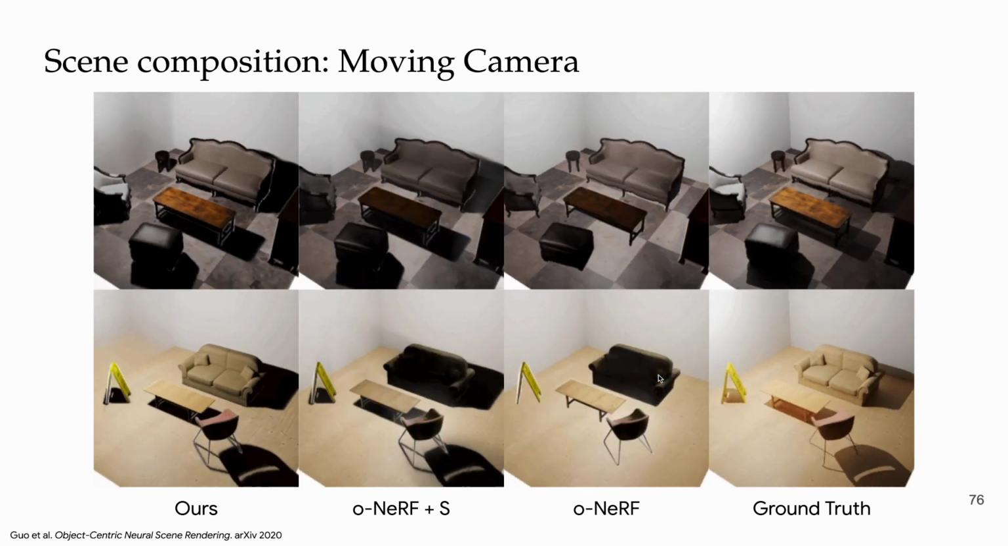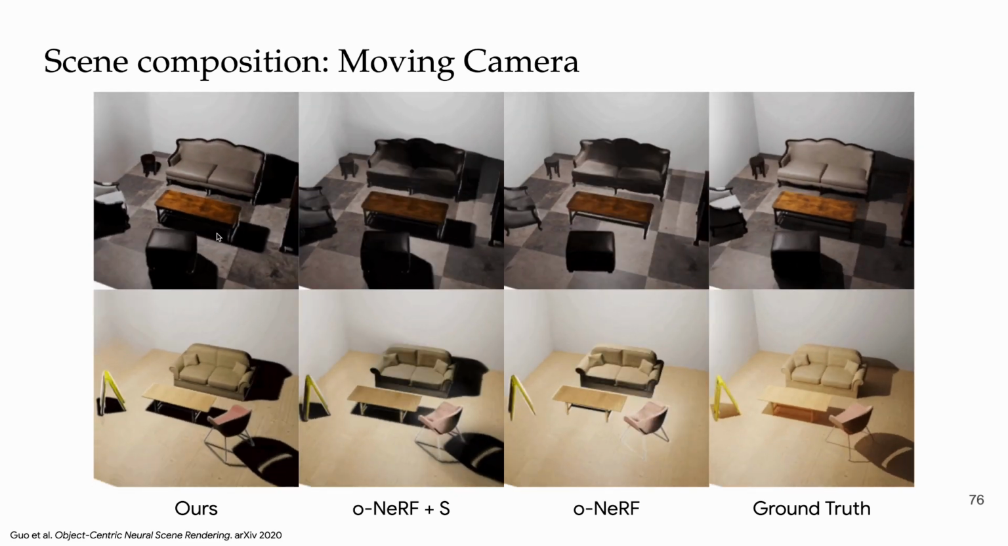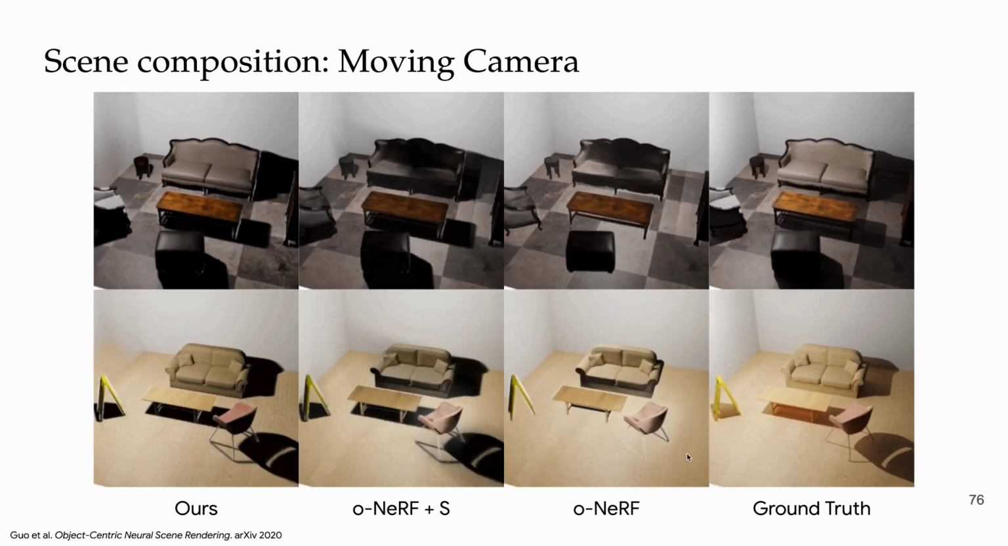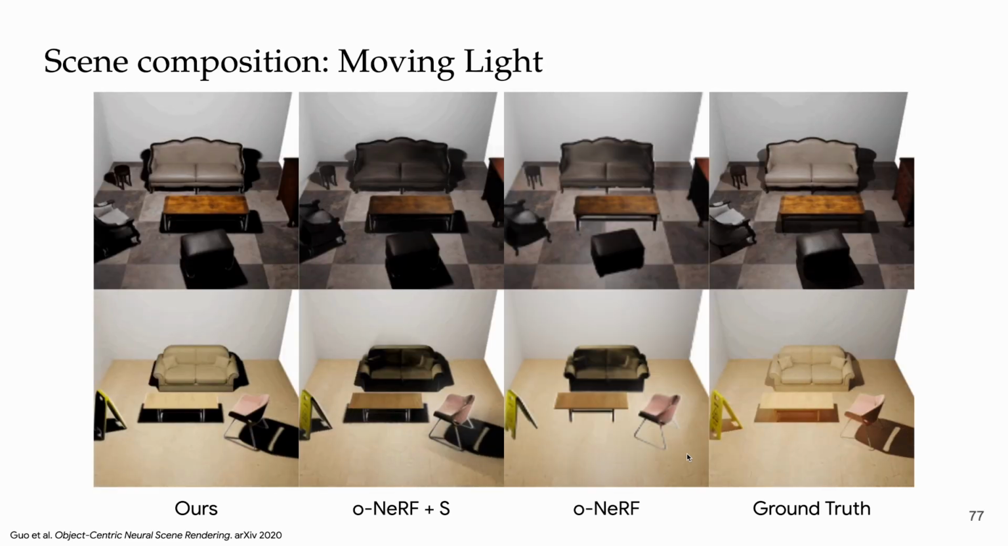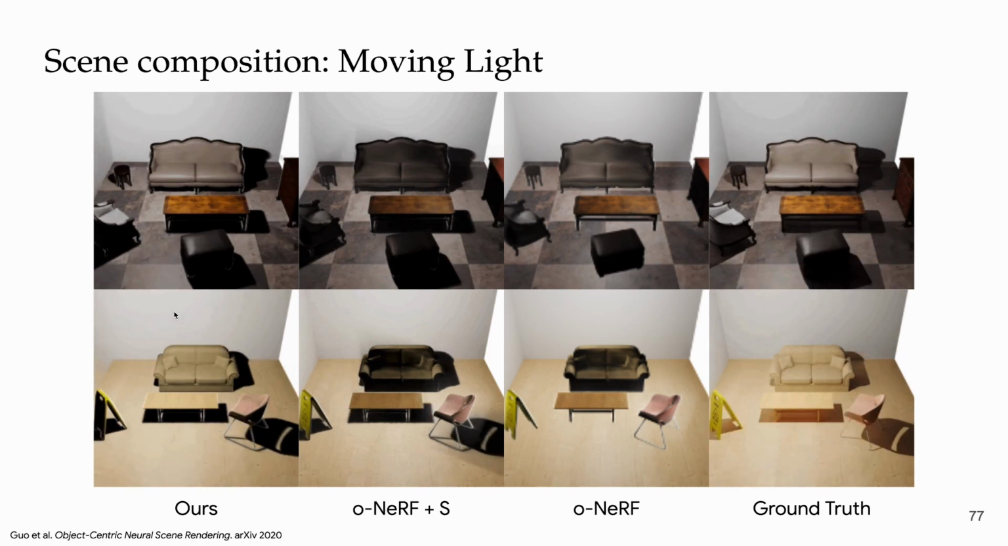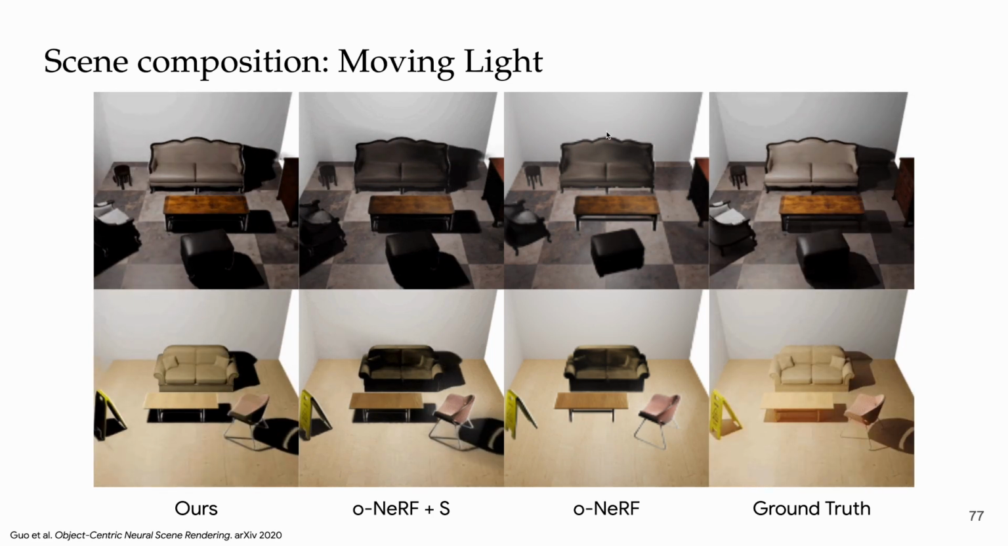Here are more results. Same columns, but this time we're moving the camera around. And here we have results on a moving light. You can see that our method is able to recover shadows very well, whereas the vanilla NeRF method does not even account for shadows being cast between objects.